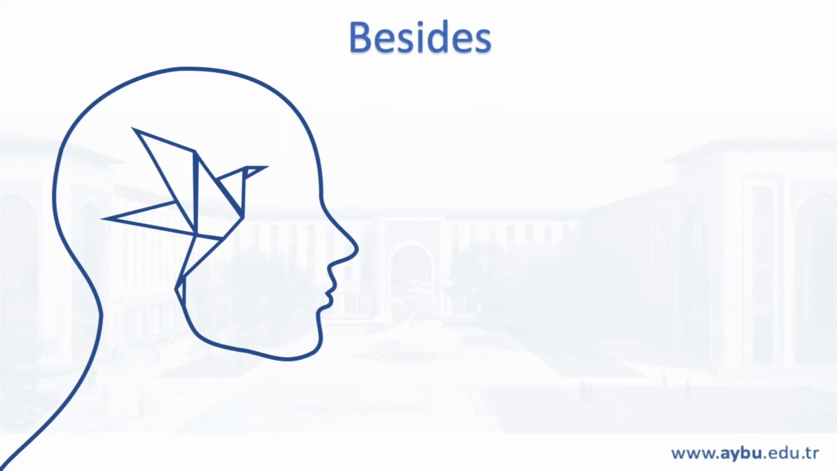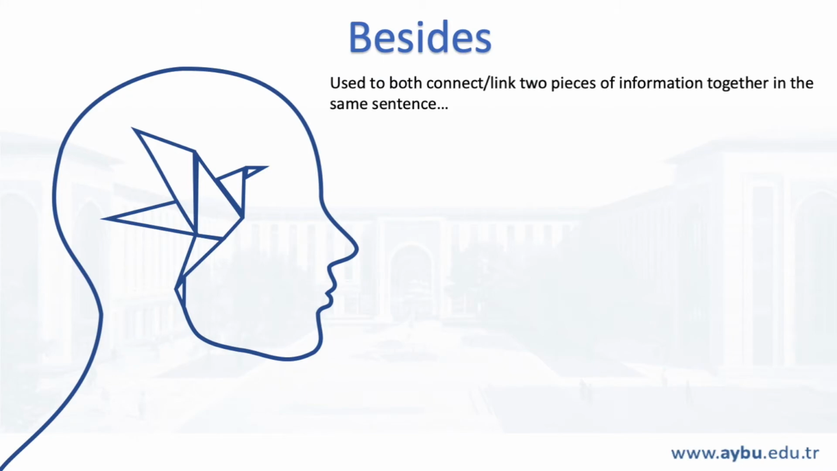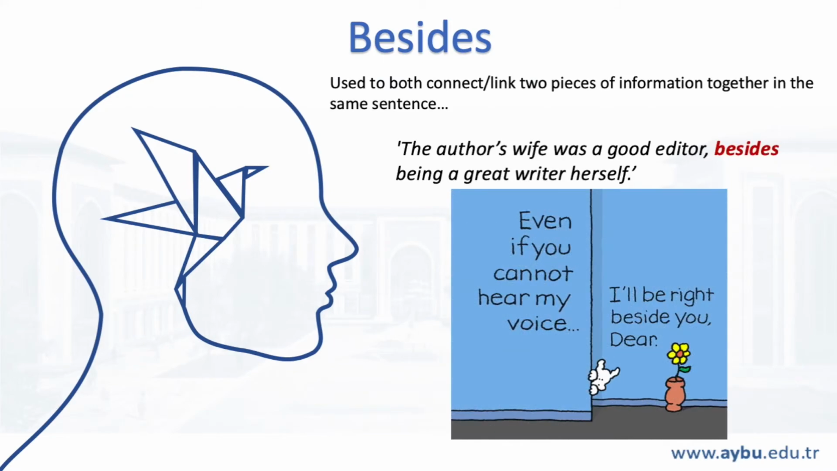This can be used to both connect or link two pieces of information together in the same sentence, and connect or link the information in two sentences together. Like in the example, the author's wife was a good editor besides being a great writer herself. As you can see, we can add extra information to something.